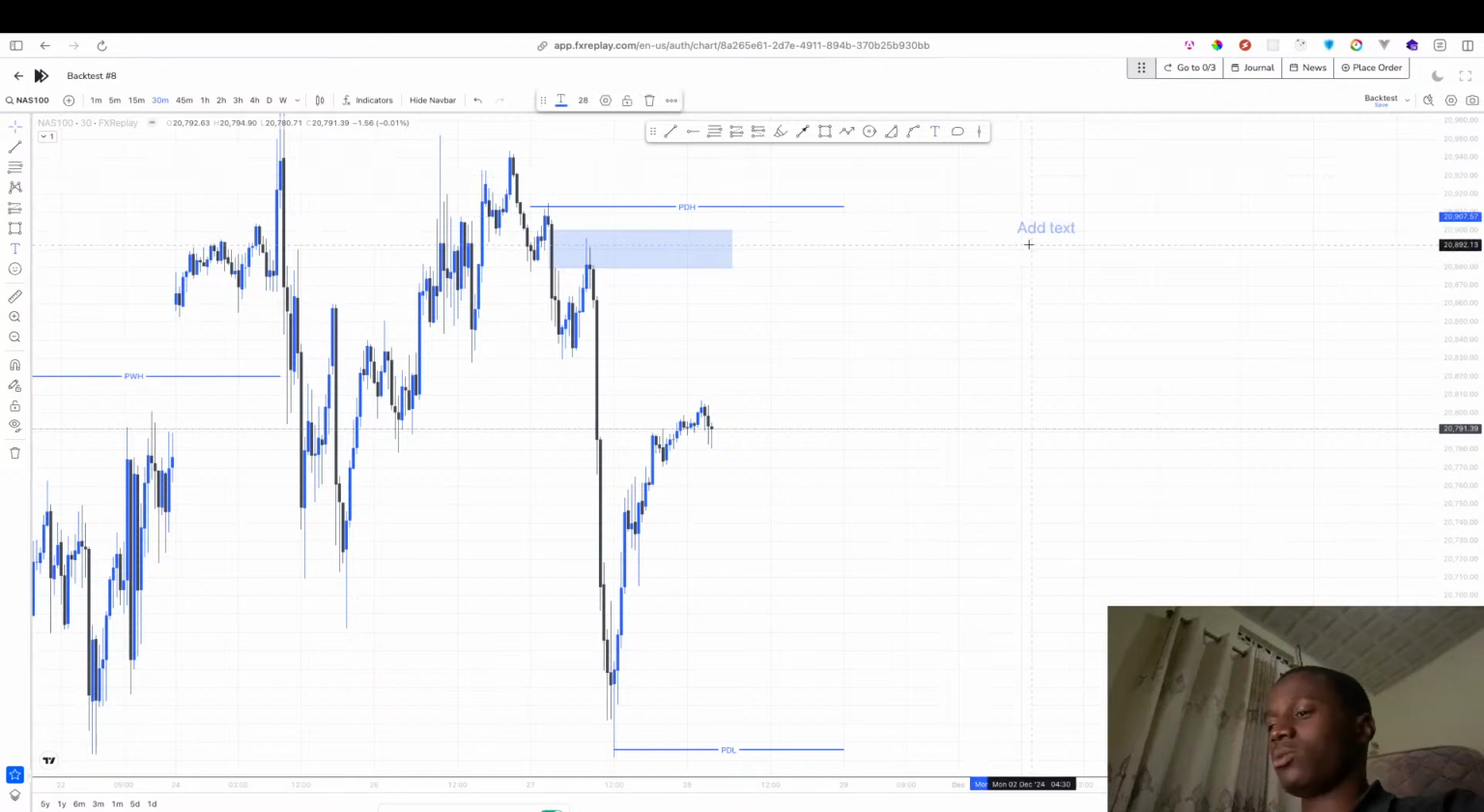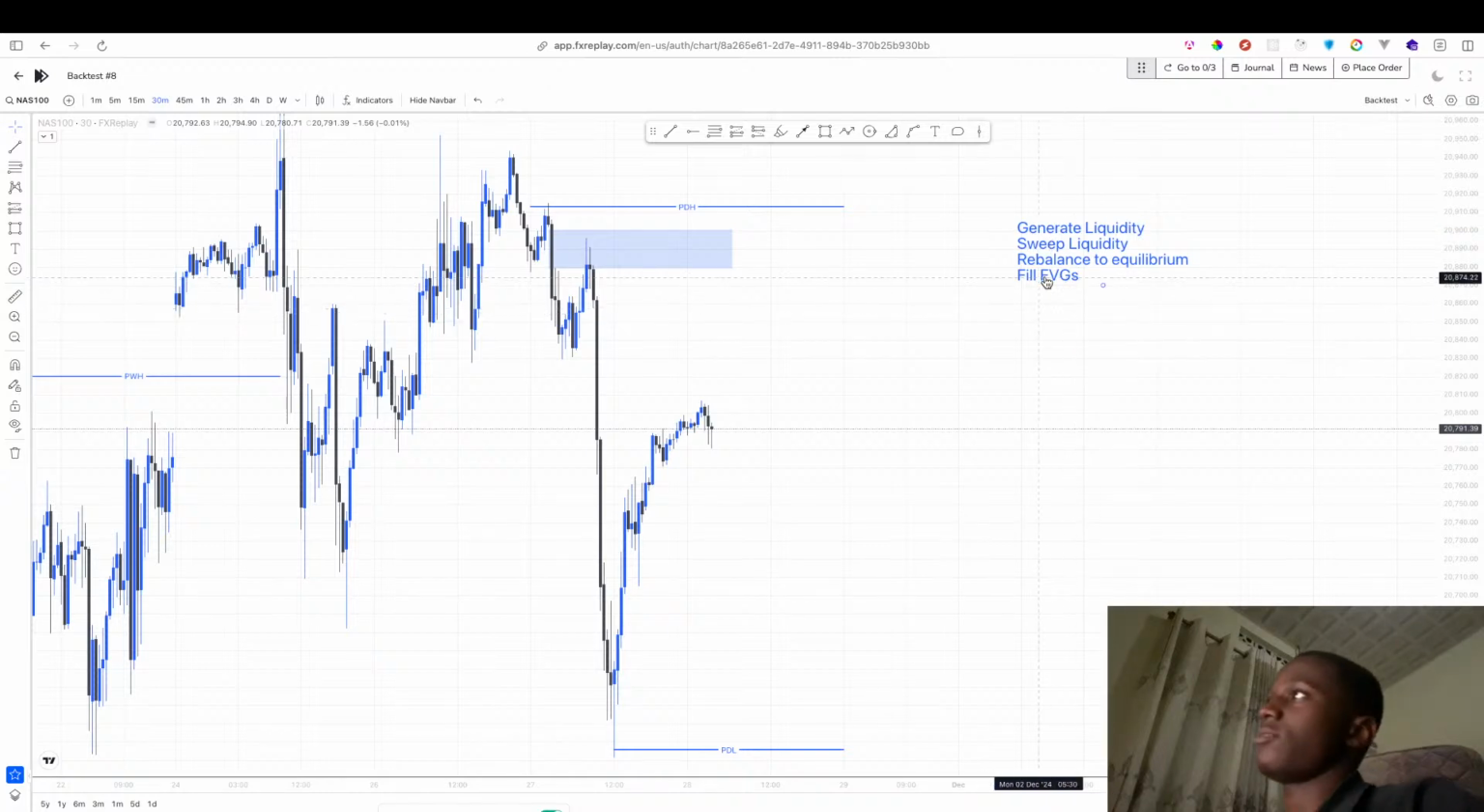It is either we need to generate liquidity. I think I will be writing that in every live stream I do, because I need to know why the market is heading there. I need to have points, exactly. I don't want this to sound like a debate, but I need to have points that support my analysis. So to generate liquidity, we have to sweep liquidity, we have to rebalance to equilibrium, sorry, equilibrium. We also have to fill fair value gaps. Yeah, these are the reasons that the market moves.